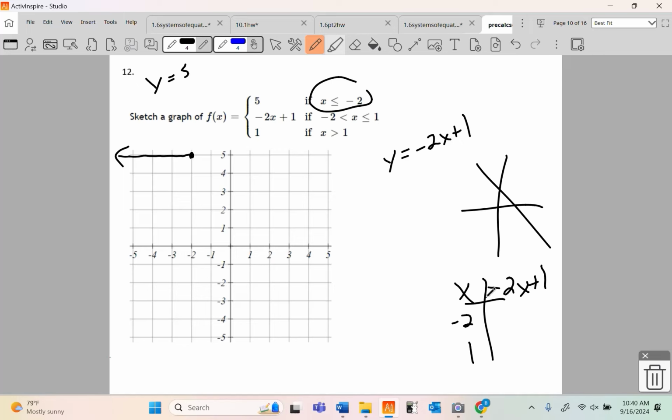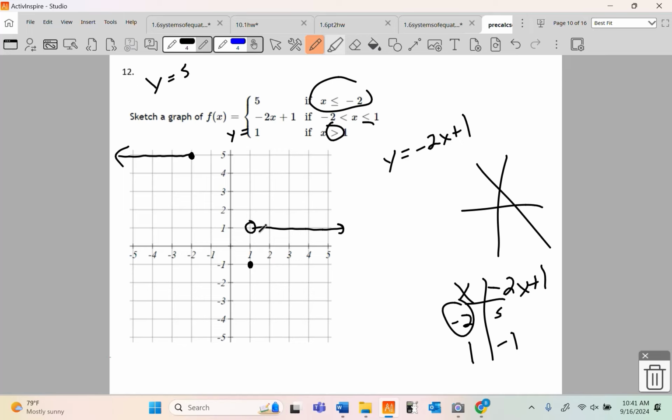If I plug in a -2, -2 times -2 is 4, plus 1 is 5. So (-2, 5) exists, which is already there. Even though it's an open hole, it's been closed by this one. And if I plug in a 1, I get -2 plus 1, which is -1. So (1, -1) is closed if you look at your symbolism. And then I'm at y equals 1, so long as x is bigger than 1. And when it comes to the dot, it's open.